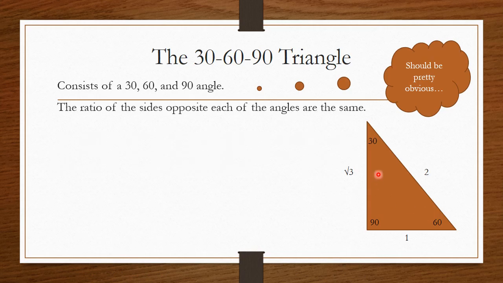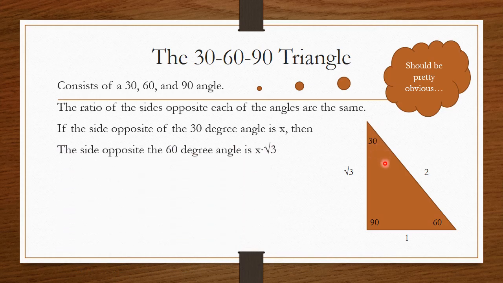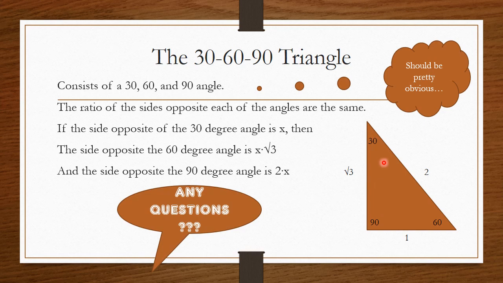The important thing about all triangles is that if the angles are the same, the ratios of the sides opposite each of the angles are the same. So if the side opposite the 30-degree angle, which is this one, is 1, the side opposite the 60-degree angle, which is this side, is always root 3. If this side is 3, this will be 3 root 3. If this is 4 root 3, then this will be 8.